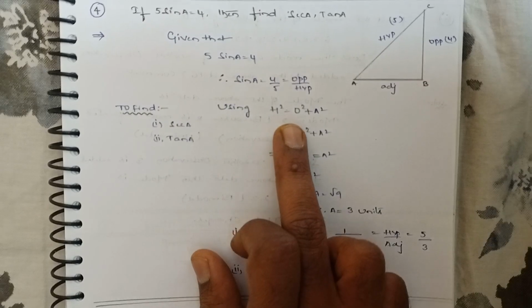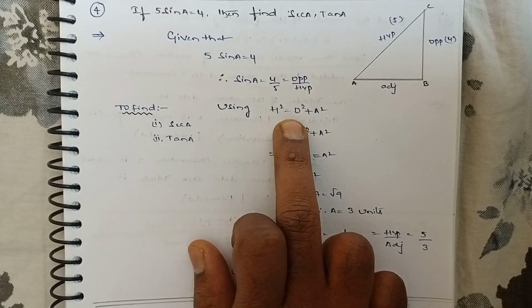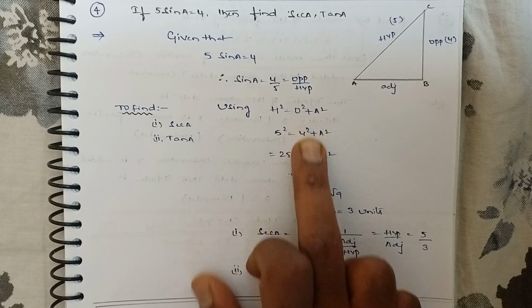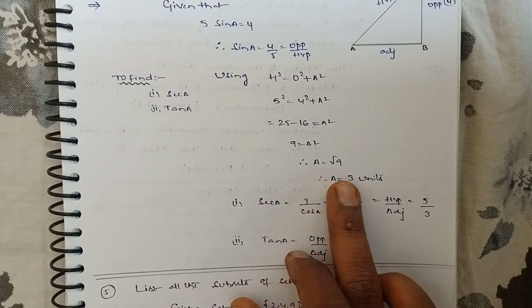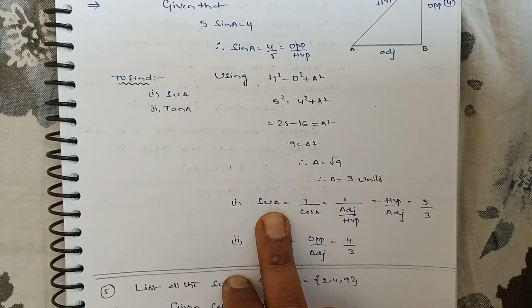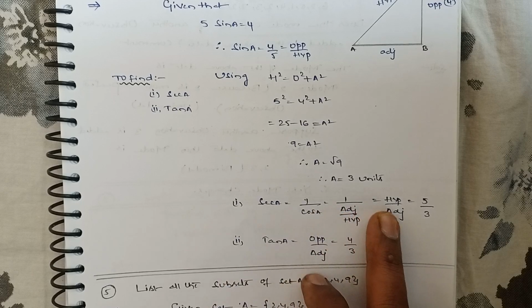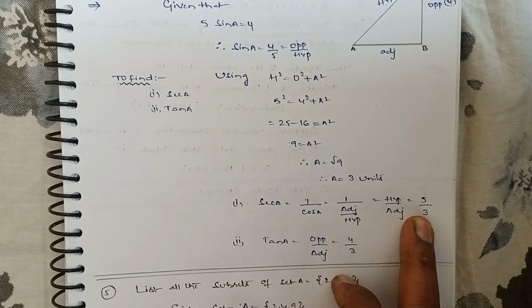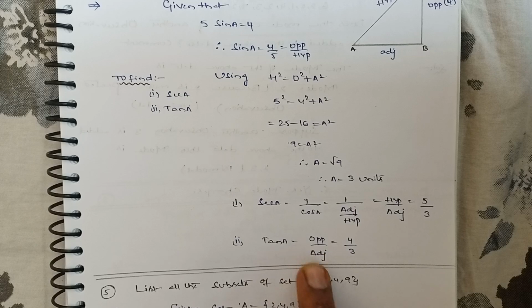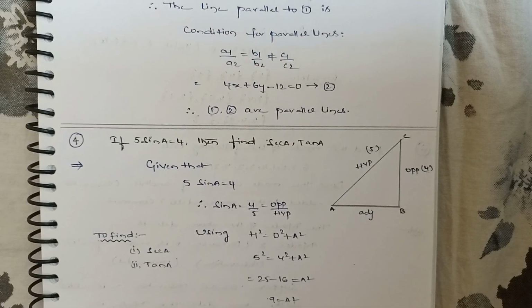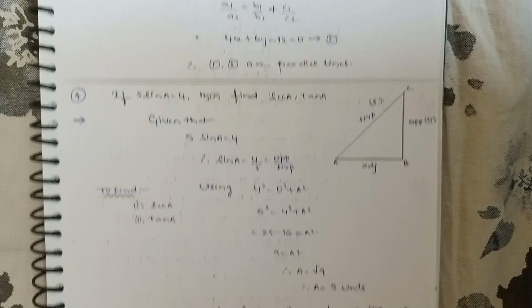Okay, find the value of the unknown using h squared equals o squared plus a squared, the hypotenuse square formula. So we got a equal to 3, guys. So secant A is nothing but hypotenuse by adjacent, that is 5 by 3, and tan A is opposite by adjacent, that is 4 by 3, according to the figure. I hope you understand this sum.